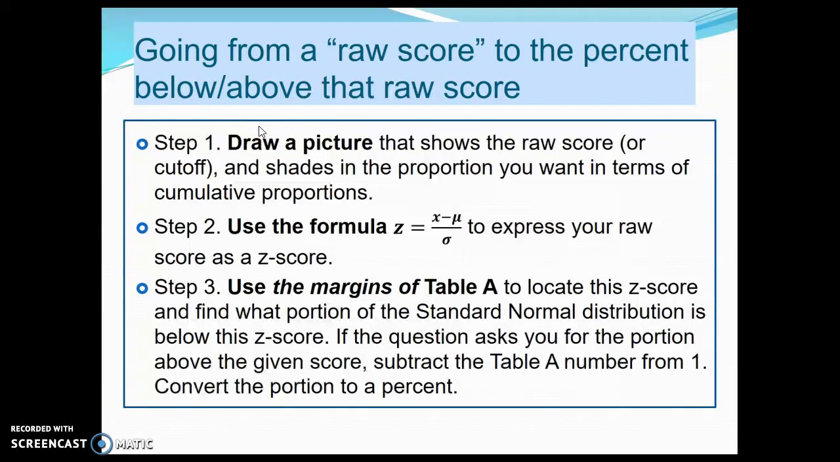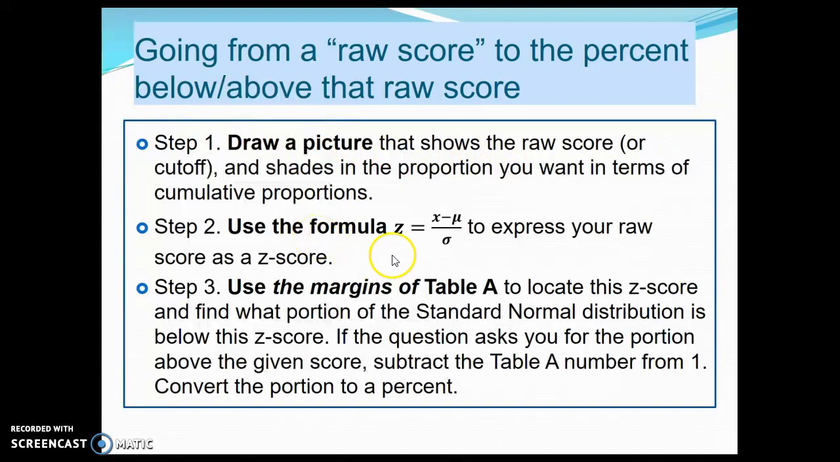If we have this type of normal distribution process, there's three steps we'd want to do. Step one would be drawing a picture. And on that picture, you'd label the raw score or cutoff value, whatever it may be in the context of the problem, and then shade in the proportion you want. In other words, do you want the proportion to the left or below? Or do you want the proportion to the right, which would be above?